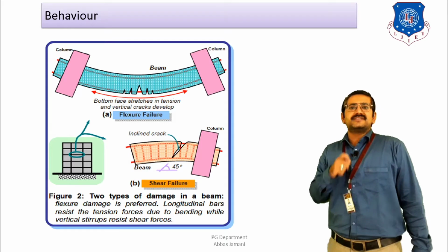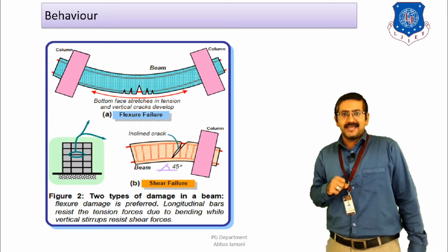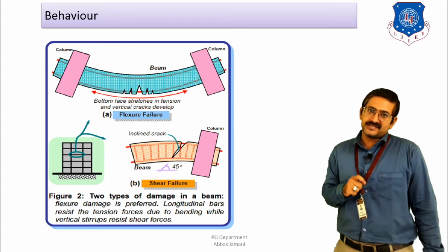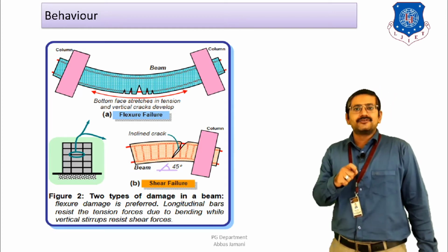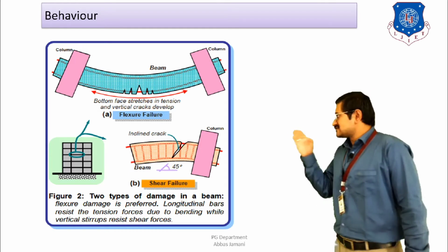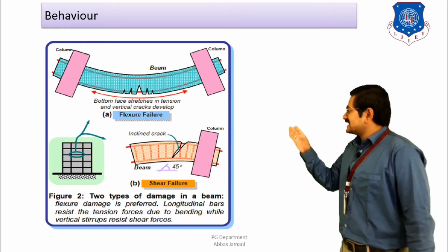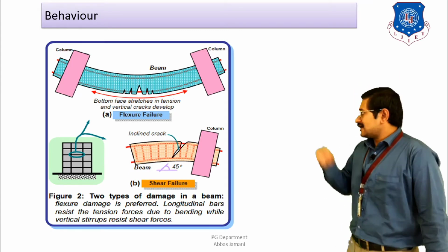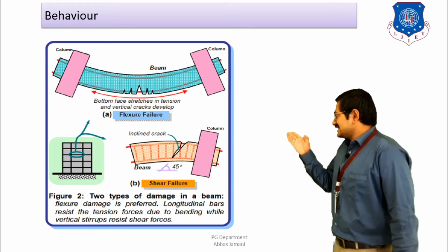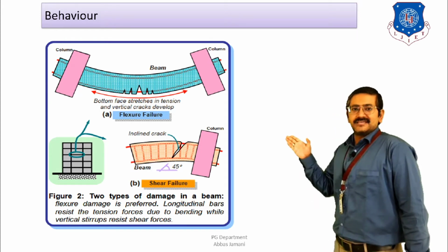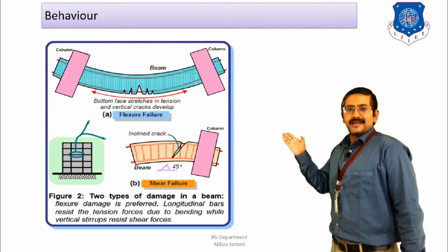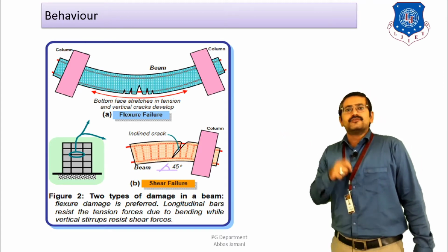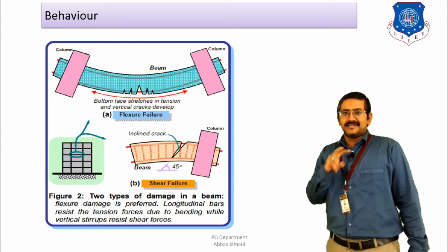Now when these beams are subjected to loads, two types of failure are likely. The first failure is known as the flexural failure, and the second failure is known as the shear failure. We will try to understand both these failures by means of the sketch that I have shown over here. In figure A, the flexural behavior of the beam is shown when it is subjected to loads. As you can see, there is a crack that develops at the bottom of the beam, and from there the failure will be initiated.